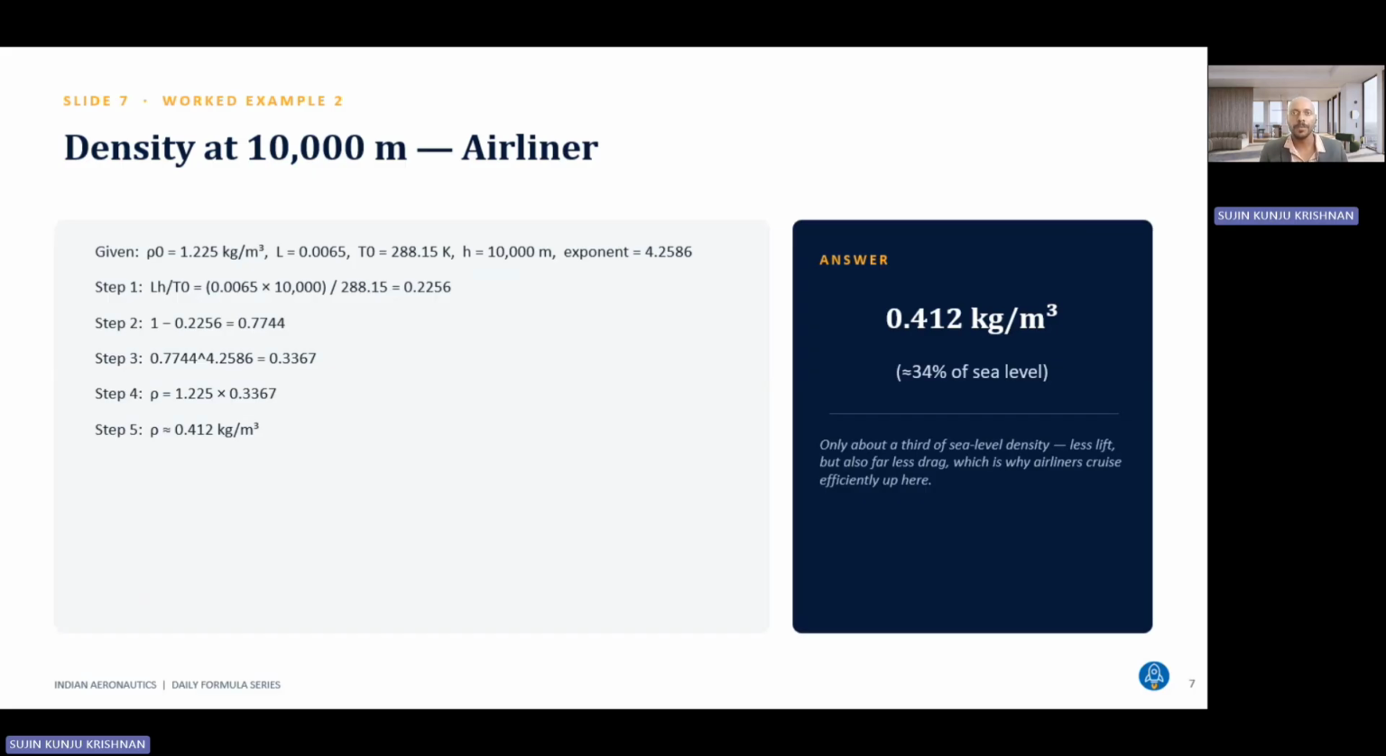Multiply by rho 0, 1.225 times 0.3367, equals approximately 0.412 kilograms per cubic meter. That's only about a third of sea level density. This is exactly why airlines need long runways and high takeoff speeds relative to cruise speed at low altitude, but can cruise efficiently at high speed once they've climbed into this thin air. Less density also means less drag.